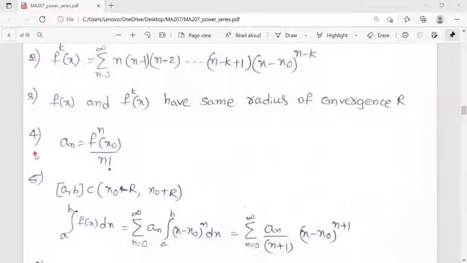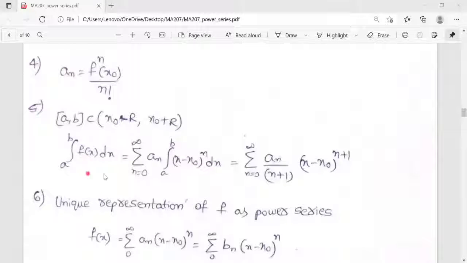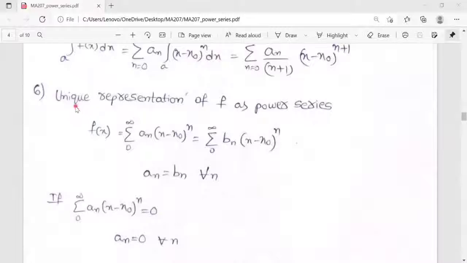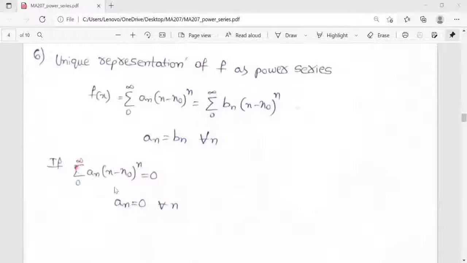The fourth point is how to find the nth coefficient of the series. We can use this formula, which we get if we differentiate on both sides. Similarly, we can integrate on both sides, and we will get this formula. The sixth point is the unique representation of f as a power series. For a given f, if we are able to represent it by two power series, then the two power series must be the same, so the individual coefficients must be the same. If a power series is equal to 0, then each coefficient is equal to 0.